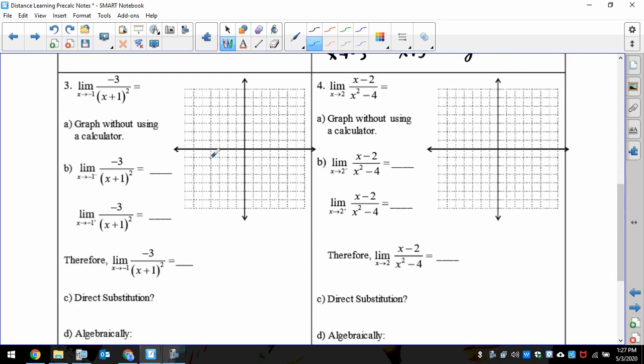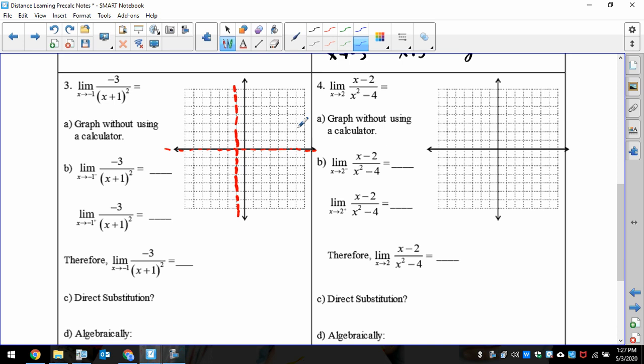Okay, let's try the next one here. I'll go ahead and graph this one. So there's a vertical asymptote at -1 if you set the denominator equal to 0. And if you look, the highest power of x is in the denominator, which means the horizontal asymptote is right here.